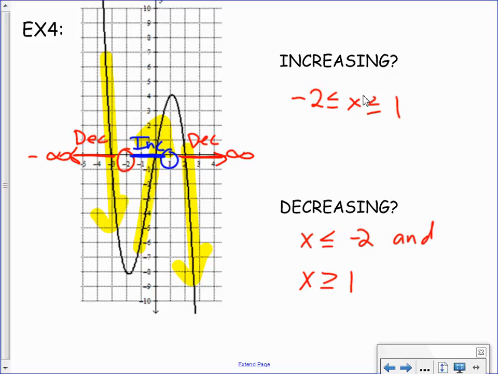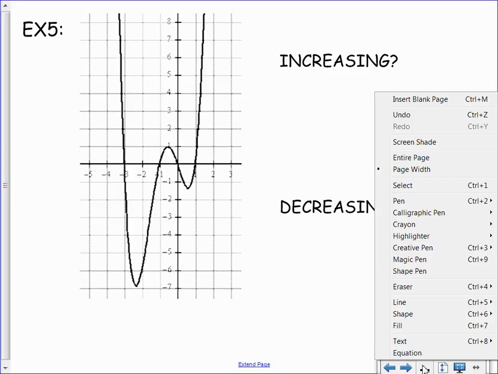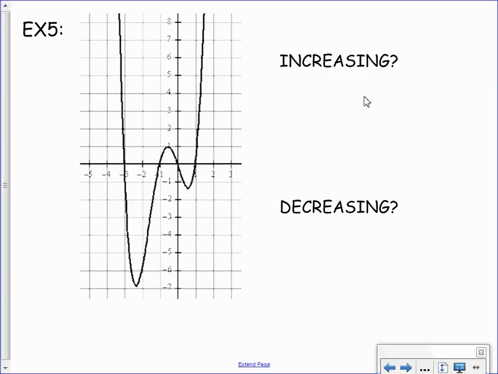Okie dokie. Next. All right. What family? What family? Quartic. Oh boy. Okay, here we go. This graph goes down, then up, and then it goes down for a little bit. And then back up again. So it goes down, up.